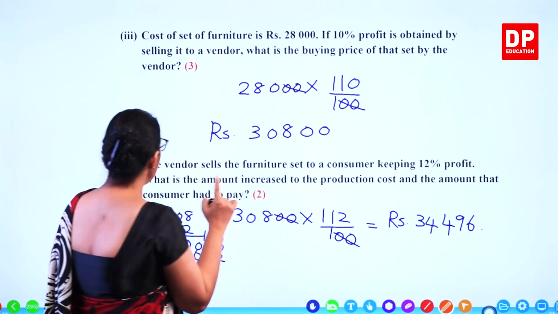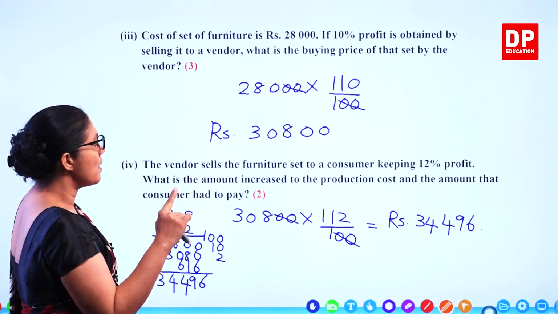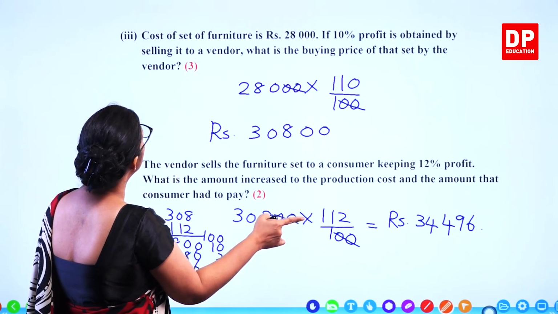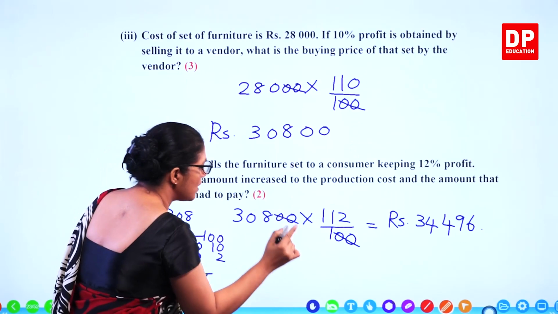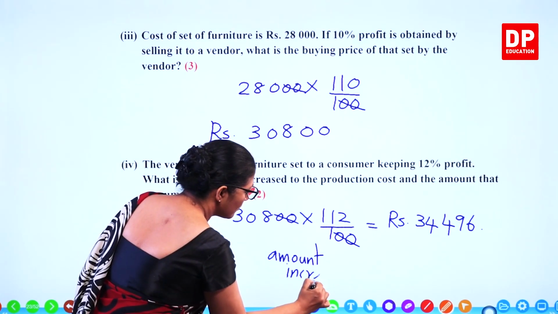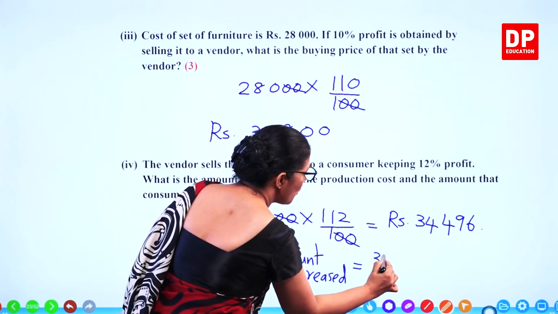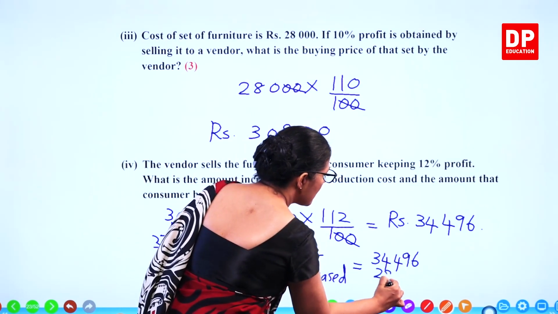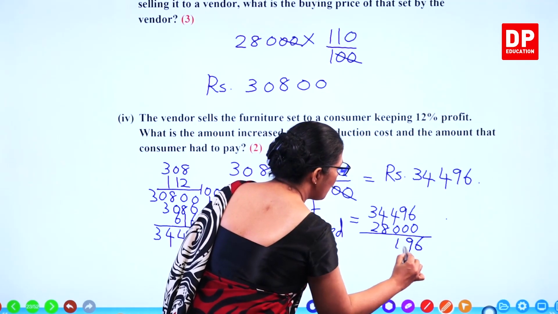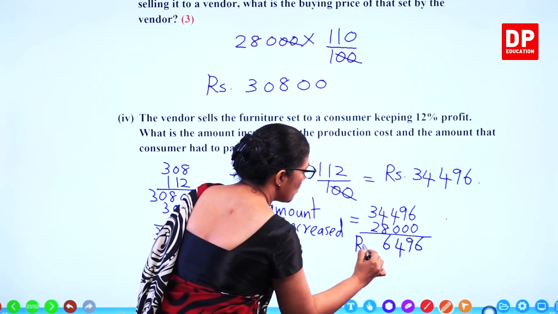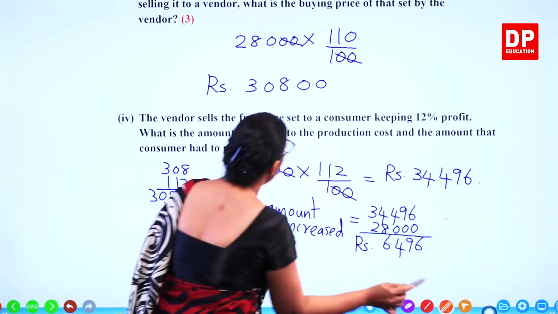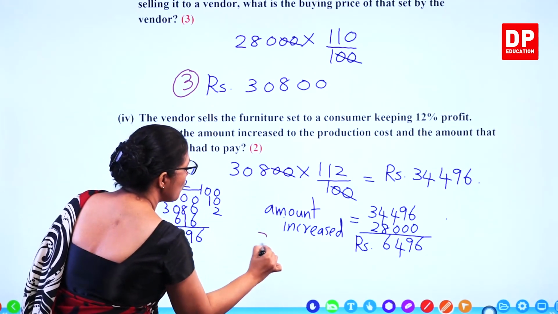34,496. Now they are asking what is the amount increased to the production cost and the amount that the consumer had to pay. The consumer had to pay 34,496. What's the cost of furniture? 28,000. So the extra amount increased is 34,496 minus 28,000 rupees, which is 6,496 rupees. So you can give 3 marks here and 2 marks.